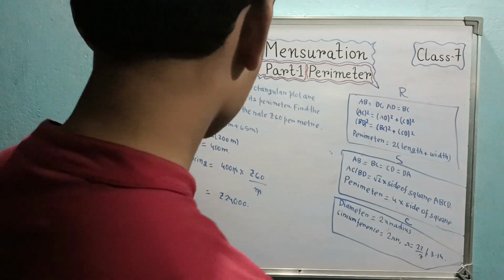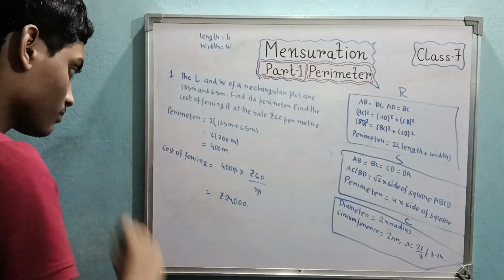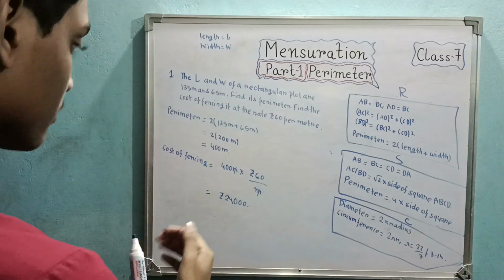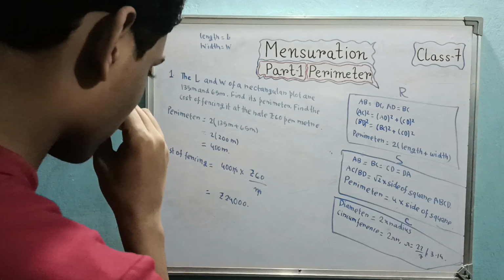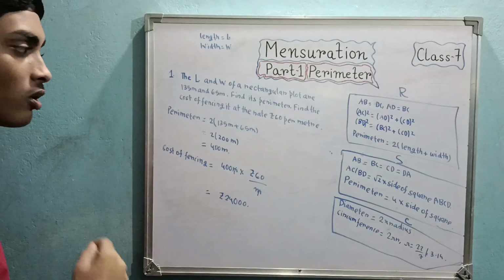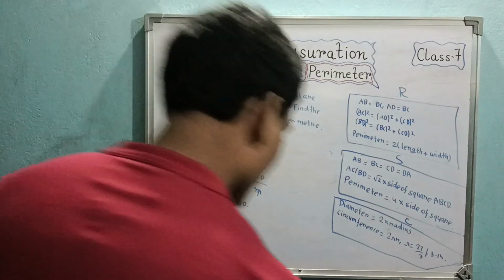So I hope you understood. First, directly find the perimeter using this formula. Cost of fencing is perimeter into the rate given. Get the answer. I know my voice is not well, but still I'll try my level best to do the sums. So it was very easy.